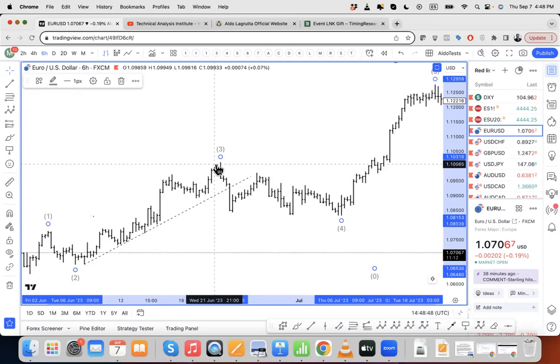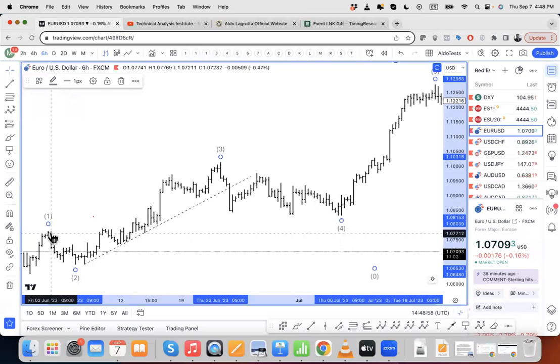Let's look at wave 4. Did wave 4 end in the price territory of wave 1? No, it didn't. Therefore, third rule, check. So it means that it does qualify as a 5-wave move. You have 1, 2, 3, 4, and 5.